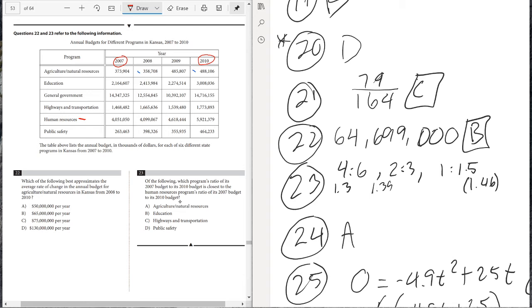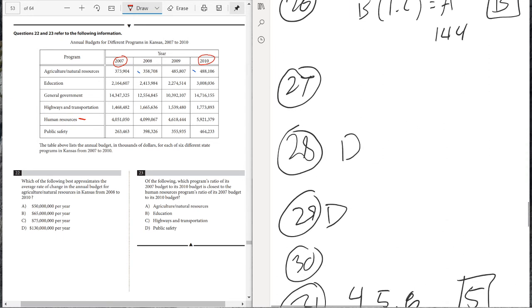Let's try the next one. So highways and transportation is up next on the list. 1773893 divided by 1468482. 1.21. So definitely not that one. B is looking like our best choice so far. Public safety, last but not least. 464233 divided by 263. This is not going to work. 463, that's going to be a really small number. Oh, 1.76. Actually, it's a really big number. Just kidding. So 464233263. Oh, 263. I was thinking it was 463. I was like, oh, it's going to be really small. So it looks like B is the closest. Wow, it's a really tedious problem. Not a fan of that one at all.